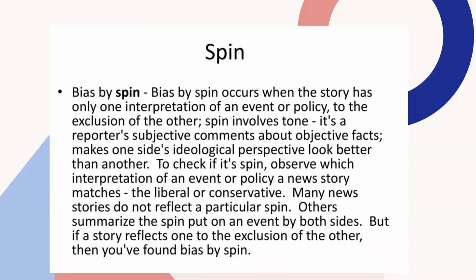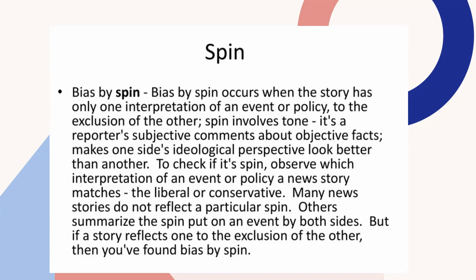Next type of bias is bias by spin. Bias by spin occurs when the story has only one interpretation of an event or policy, while it excludes the other interpretation. Spin involves tone, reporters' comments about the facts, and also the perspective that is supported by that media producer.